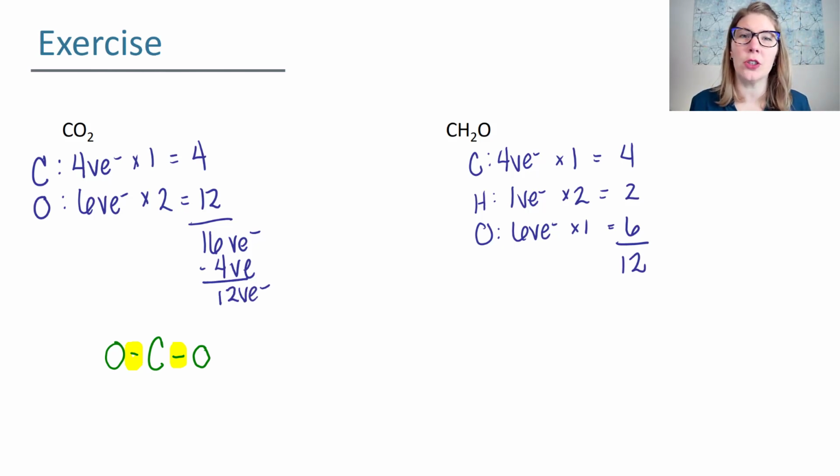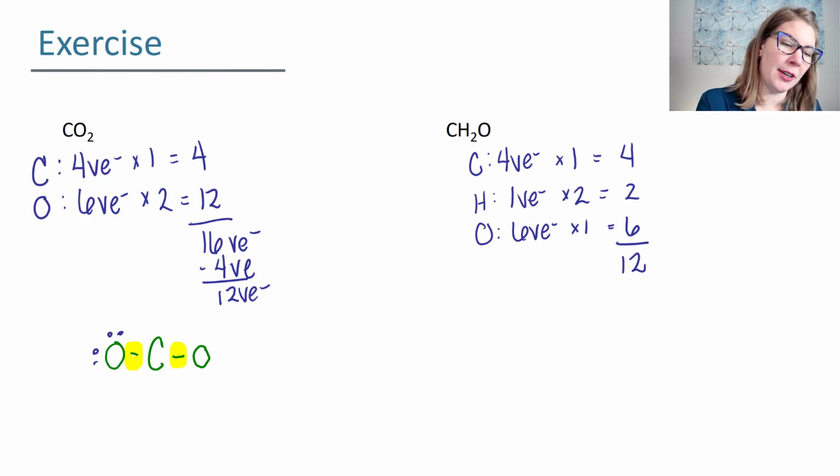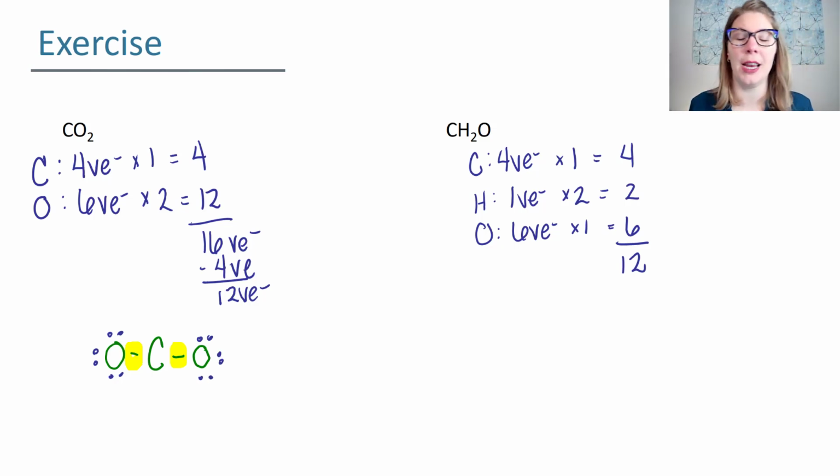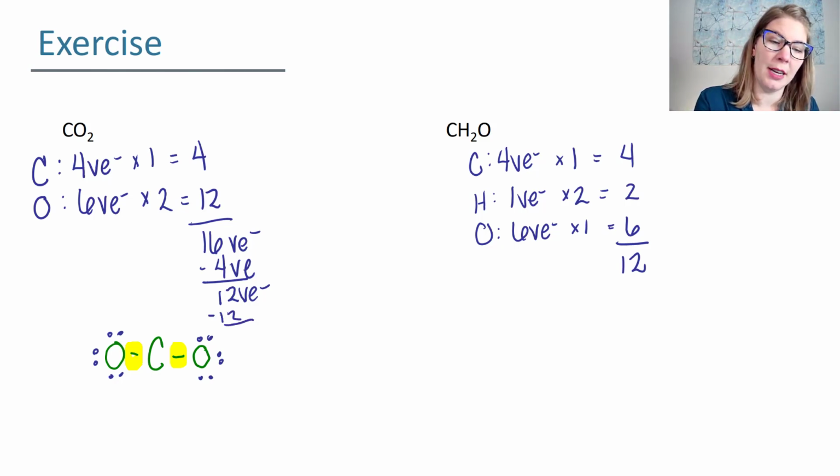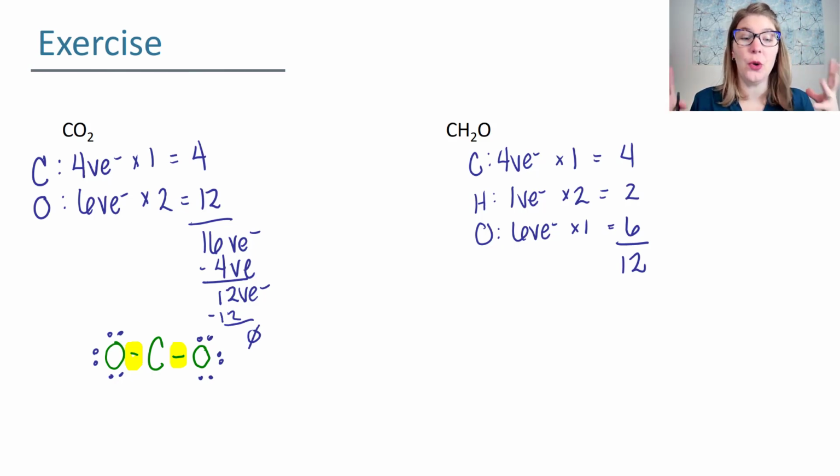Let's start putting in those valence electrons. I'm going to put them on my exterior atoms first. I've filled up the octet for the left oxygen. Now I'm filling up the octet for the right oxygen. Now that I've used up all of my valence electrons, because I just used 12 of them and now I'm at 0, I need to look at this and decide, do I have an octet on my central atom?